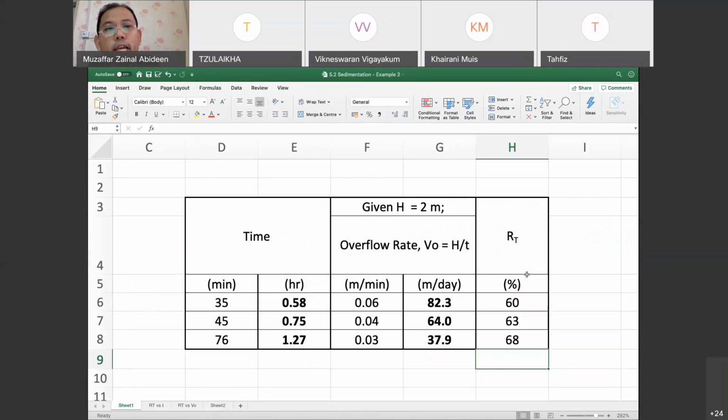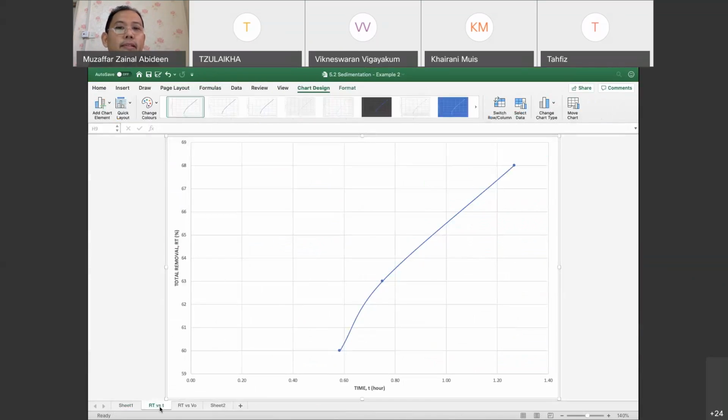Once you've got this data, you've got to plot the time and RT, RT against time. I've already done that, and it looks like this. So you have a nice curve. You look for the percentage removal of 65% from there, and we are hoping that the time would be 0.8. This is 1, so it's about 0.9 something, perhaps 94 or 95. That's how you know the time.